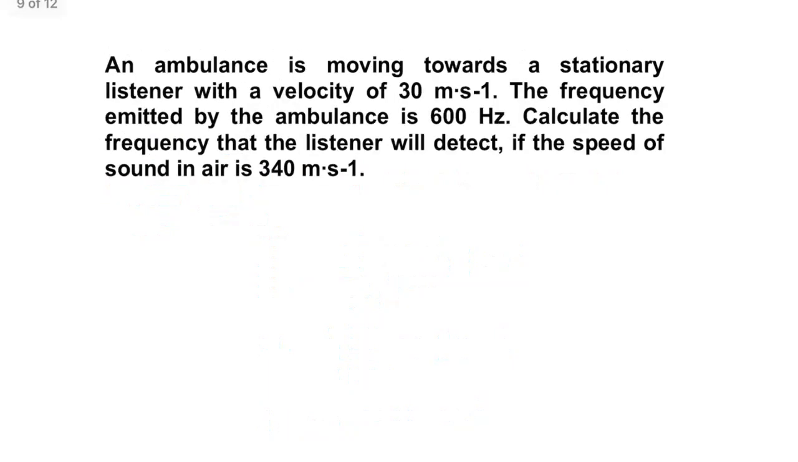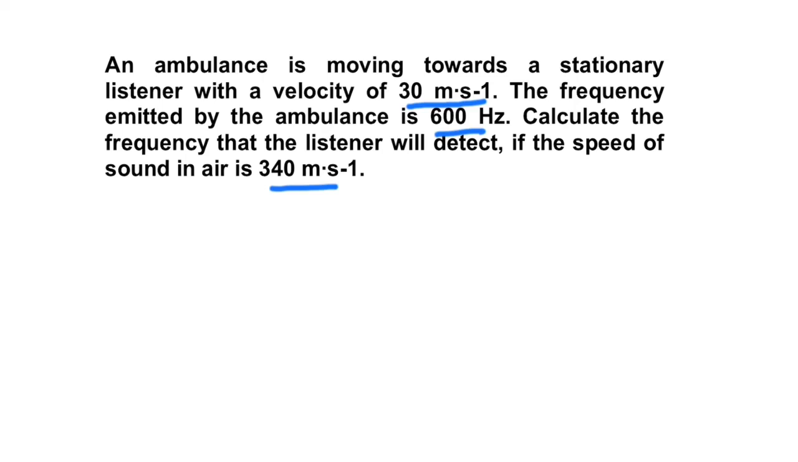Example 2. We have an ambulance that is moving towards a stationary listener with a velocity of 30 meters per second. So in this situation, you can see that our sound source is moving towards a stationary listener. The frequency emitted by the ambulance is 600 Hz. Calculate the frequency that the listener will detect if the speed of sound in air is 340 meters per second. So the sound source is moving towards the listener. We are expecting the frequency observed to be greater than that which is emitted.